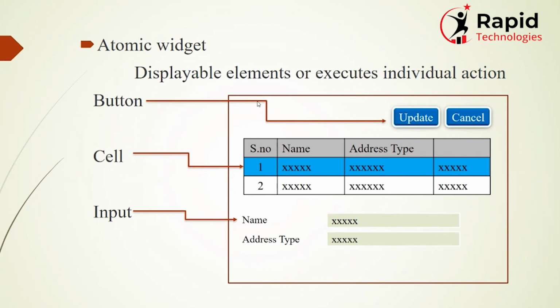Now coming to button. Button is used to execute an action. Like if you click on this update, it will execute the action that is related to update. It will update the screen. So this is how button, cell and input work.